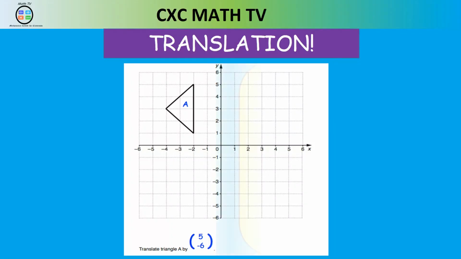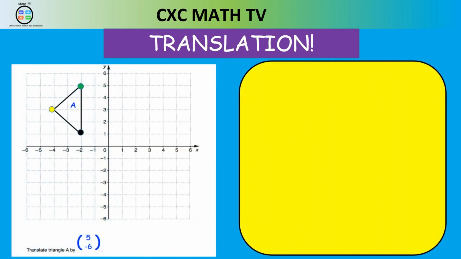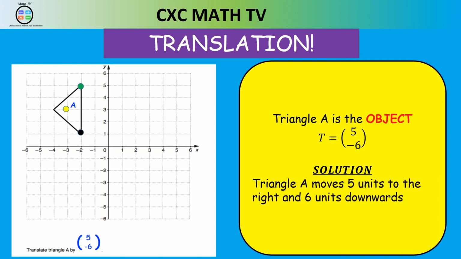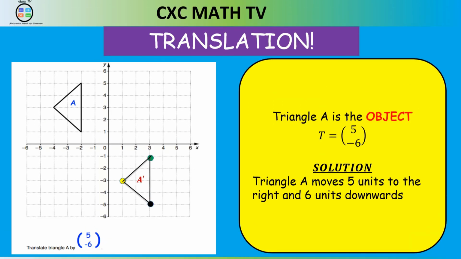Alright, so the first thing is that triangle A is the object. Cool, and we have our translation vector 5, negative 6. This means that we move the triangle A 5 units to the right and 6 units downwards. So what you're going to do is label the coordinates of the vertices of triangle A and move each of those points 5 units to the right and 6 units downwards. So we did that, and that's how we end up with A prime right there. And that's where triangle A prime would be. Nice.